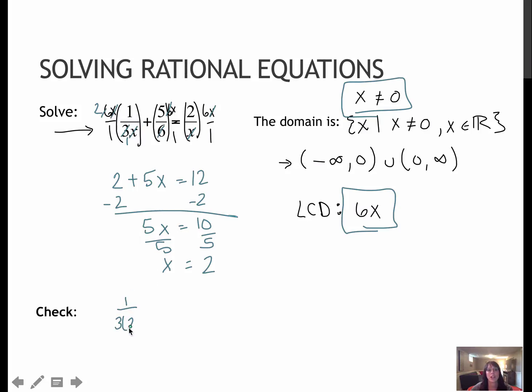1 times 3x plus 5/6 equals 2 over x. So this is 1/6 plus 5/6. Does that equal 1? Yes, 1 equals 1. So it checks out.